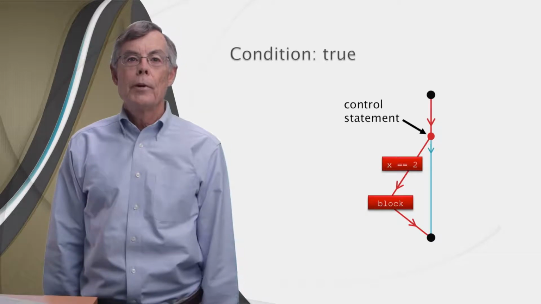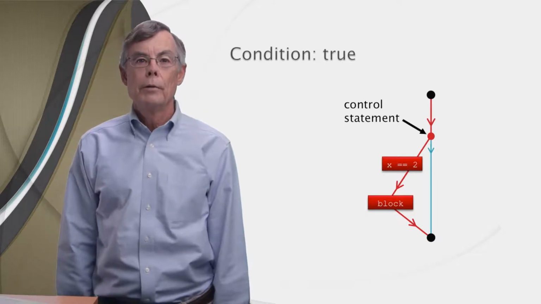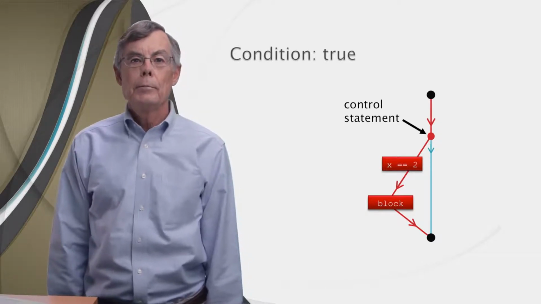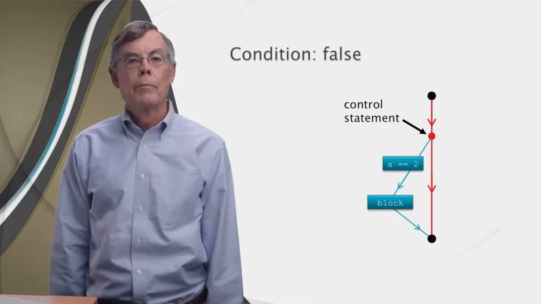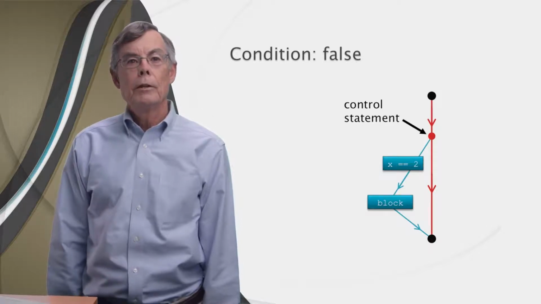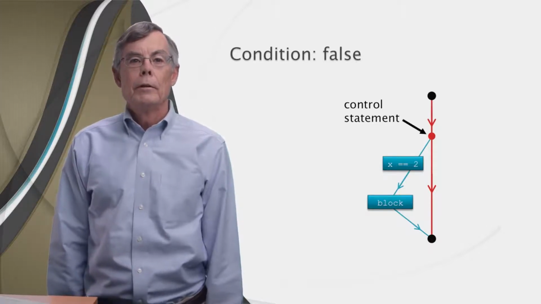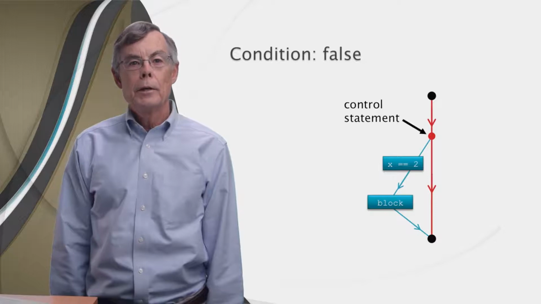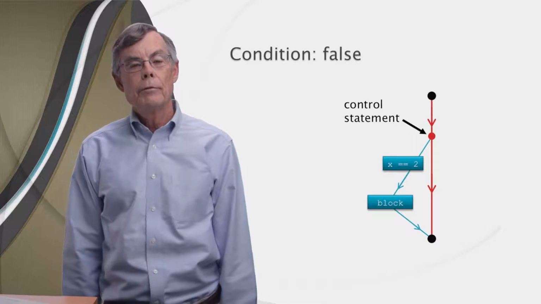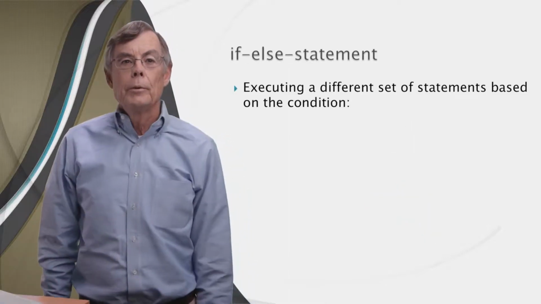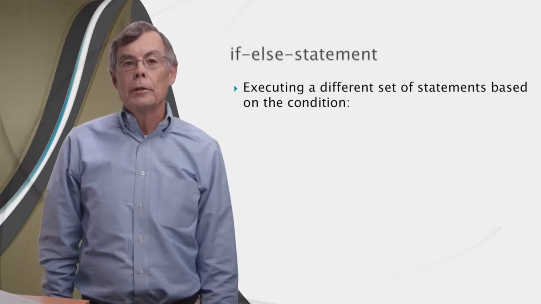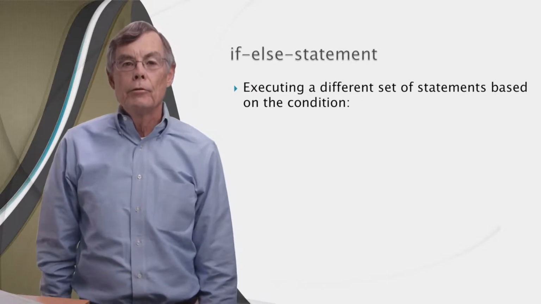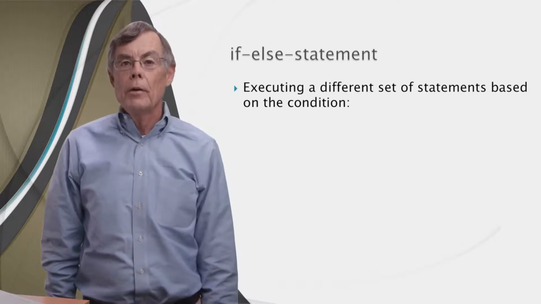This figure highlights in red the flow of control when the condition is true. And as you can see, in this case, MATLAB executes the block of statements inside the if statement. This figure shows the case when the condition is false. This time the red line shows that we skip the block of statements inside the if statement and jump past it to the statement after the if statement. What if we want to do something when the condition is false as well? In other words, what if we wanted to execute one set of statements when the condition is true and a different set when it's false?